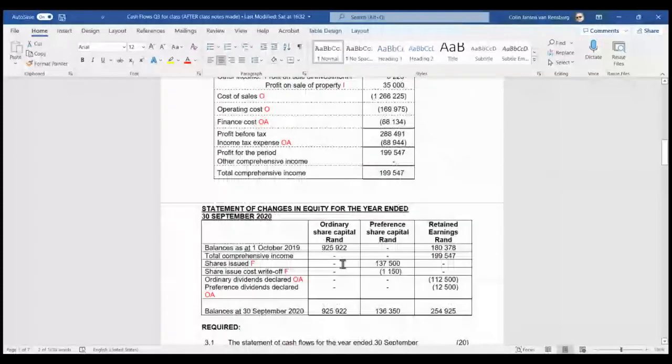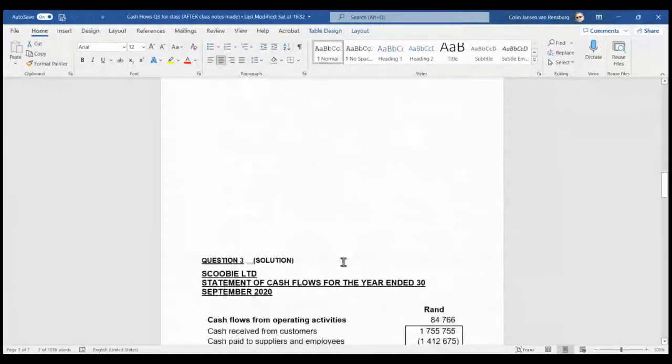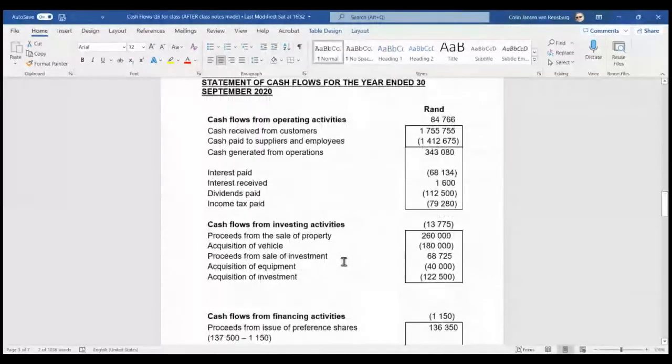So we've already calculated that for us, ladies and gents. So let us go down to our statement of cash flows. Investment, let us see where it is. There we go. Proceeds on disposal or sale of investments, 68,725. Right, so we sold it, we would have received money in return. So clearly that would be an inflow of cash, right? So therefore, we are going to show it as a positive.